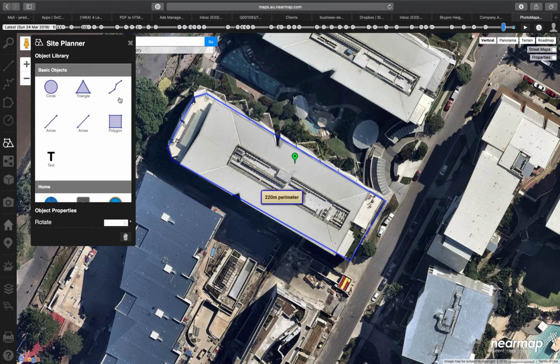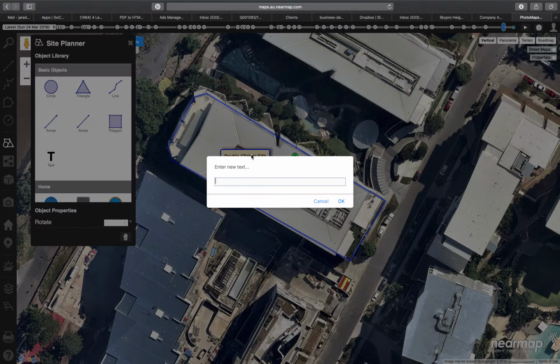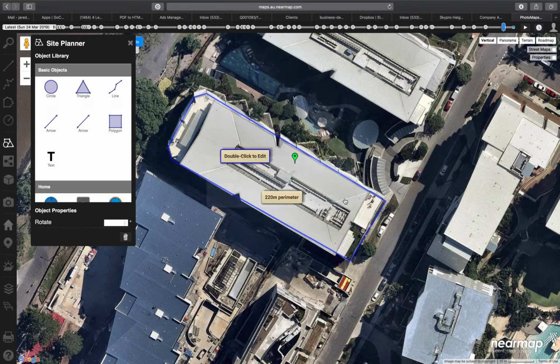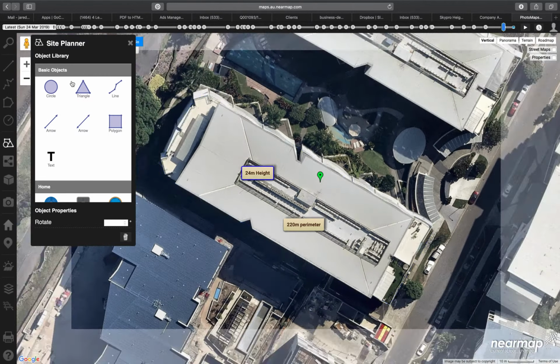For argument's sake, I'm going to go 8 floors. And for all practical purposes, guys, it's just 3 meters per floor. So 8 threes are 24. 24 meter height. Now, those labels are going to stay there on near maps.